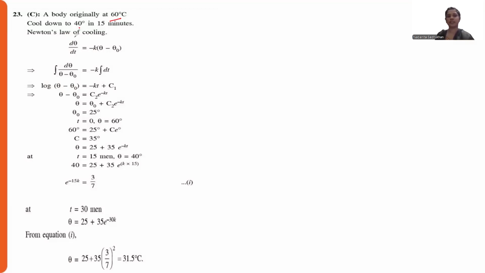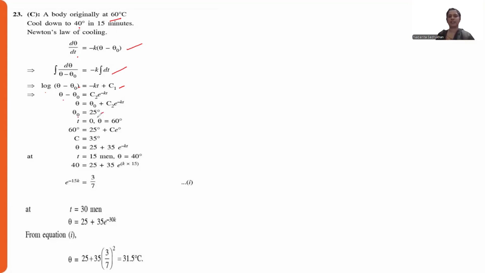So we have by Newton's law of cooling that d theta by dt is equal to minus k into theta minus theta naught, right? So integration d theta over theta minus theta naught is equal to minus k integration dt. Log of theta minus theta naught is equal to minus kt plus c1. And theta minus theta naught is equal to c2 e to the power minus kt.